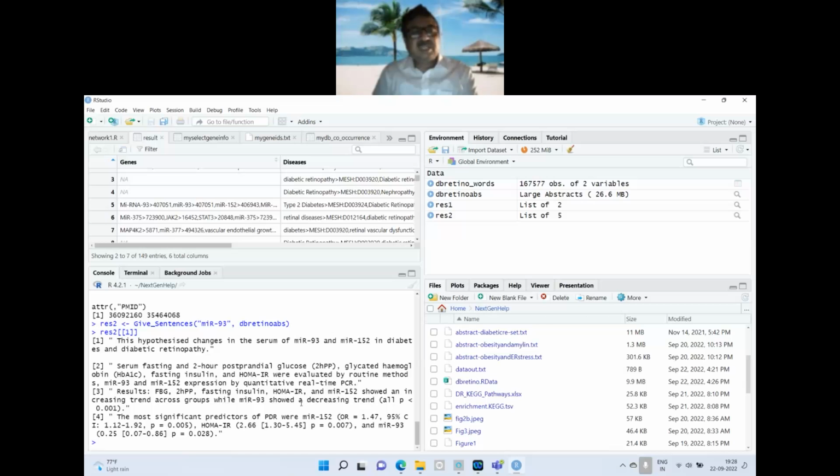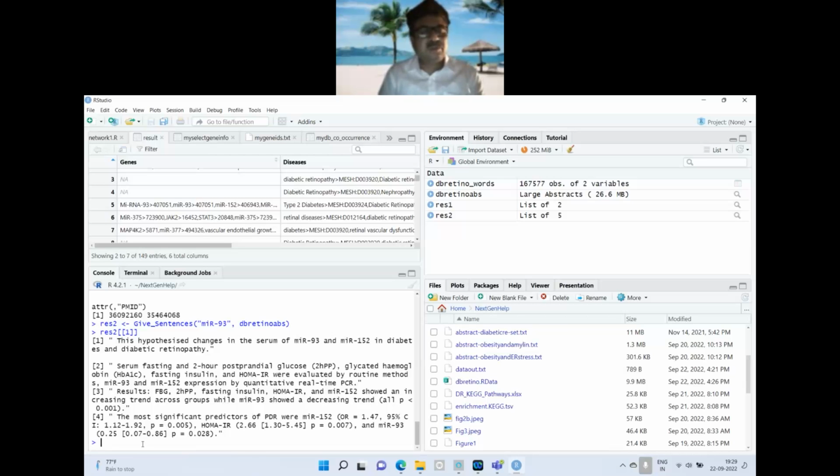And what did they get in the result? So FBG is probably fasting blood glucose, 2-HPP and fasting insulin showed an increasing trend, including the MIR 152 across groups, while MIR 93 showed a decreasing trend, and the statistical p-value is also given. Now you might have heard that I said "probably."